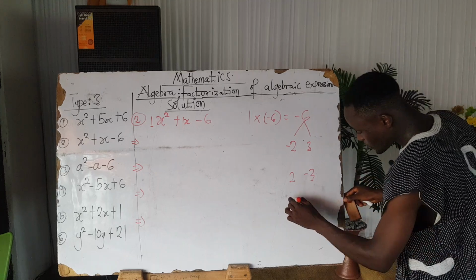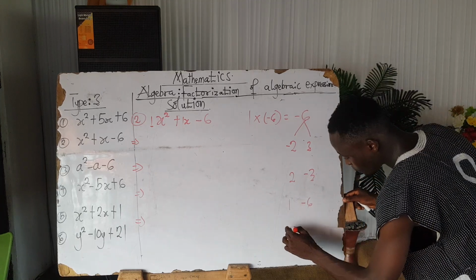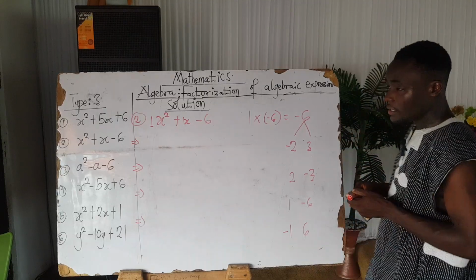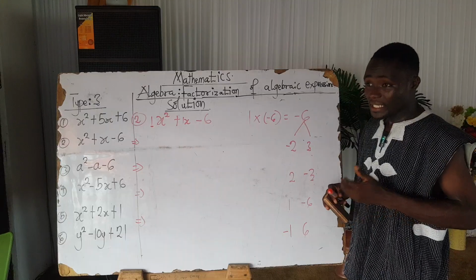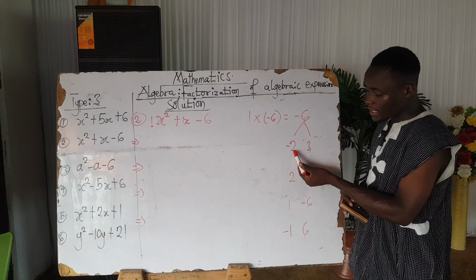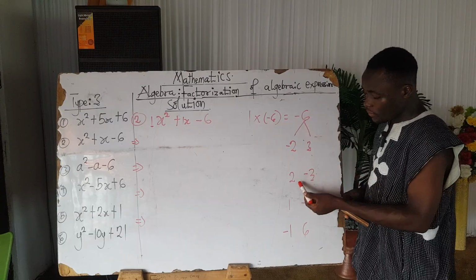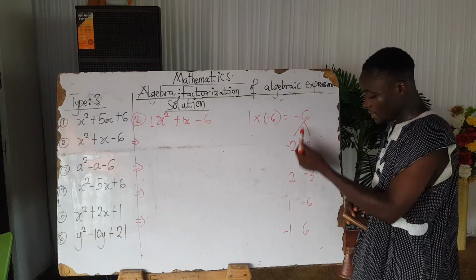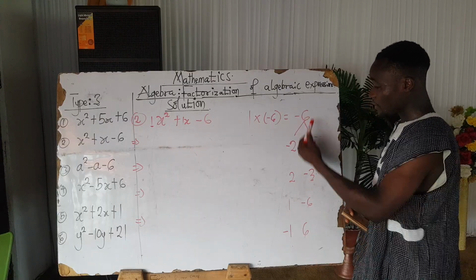Let me write it here. So 1 and negative 6 can also be factors of negative 6. I can also have negative 1 and 6. You see, the factors of negative 6 should be numbers such that when you multiply, you will get negative 6. Realize when you multiply negative 2 by 3, you are going to get negative 6. When you multiply 2 by negative 3, you are going to get negative 6. When you multiply this and this, you are going to get this. And when you multiply this and this, you are going to get that.